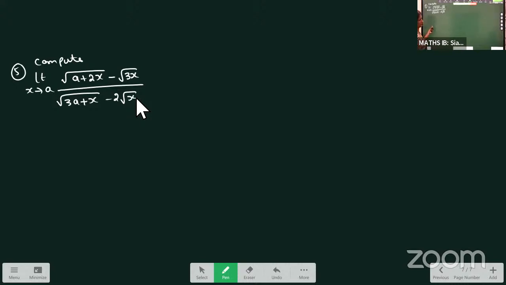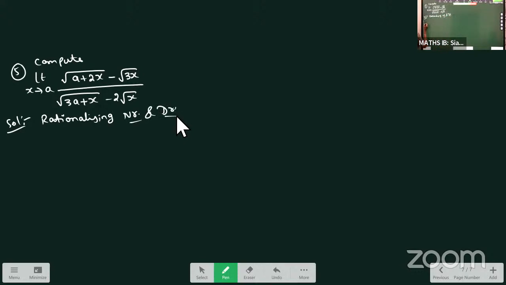Calculation is a little bit different compared to the other question. Here both our root terms are there. If we substitute x equals a directly, we are getting the 0 by 0 form. So whenever under root terms are there in limits, go for rationalizing. Separately we have to rationalize. So directly I am rationalizing numerator and denominator.